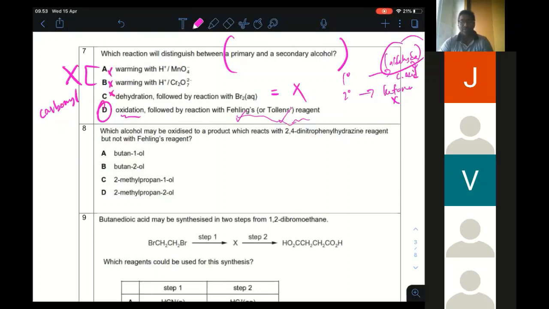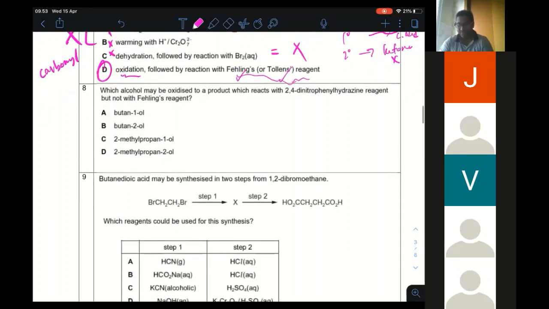Now, which alcohol may be oxidized to a product which reacts with 2,4-dinitrophenylhydrazine reagent, but not with Fehling's reagent? Now we are looking for alcohol that will be oxidized. Do remember, this one can detect any carbonyl compound. So it can detect either the aldehyde or ketone. But no reaction with Fehling's reagent. It means we are talking about ketone, because aldehyde will give you a reaction with Fehling's. So we are talking about ketone here.